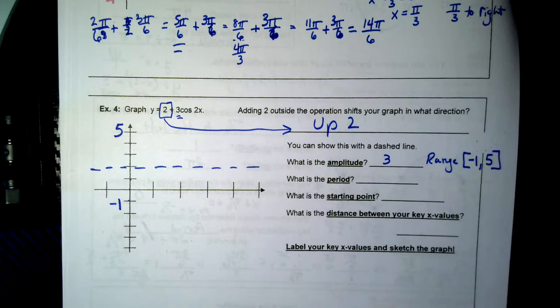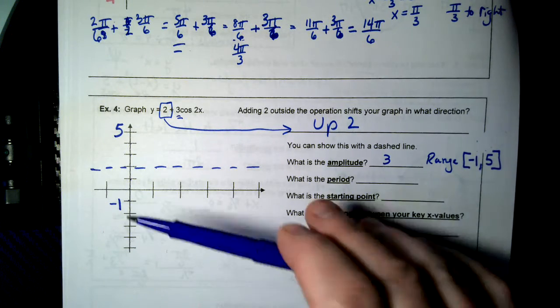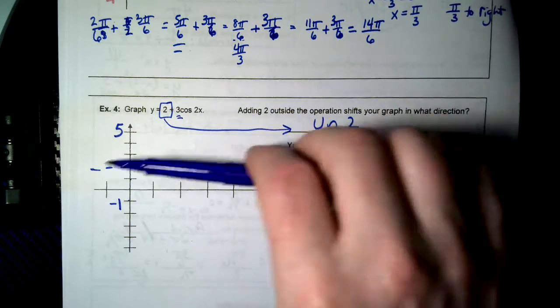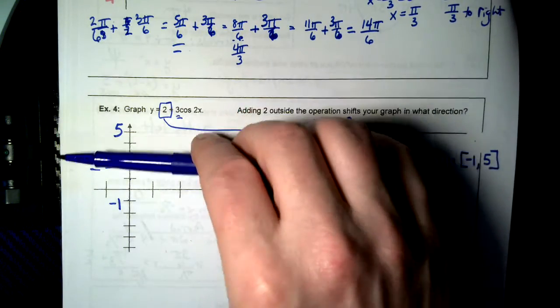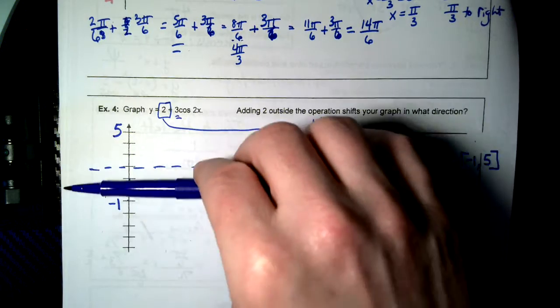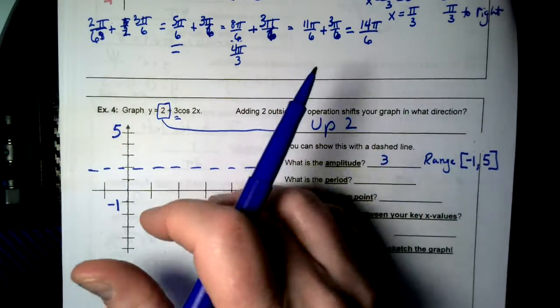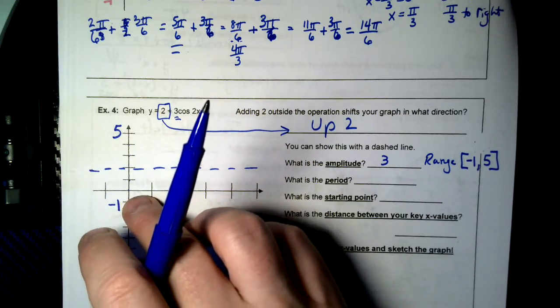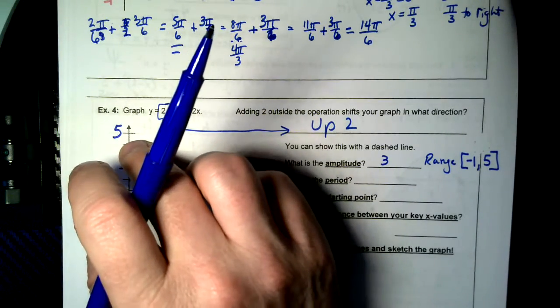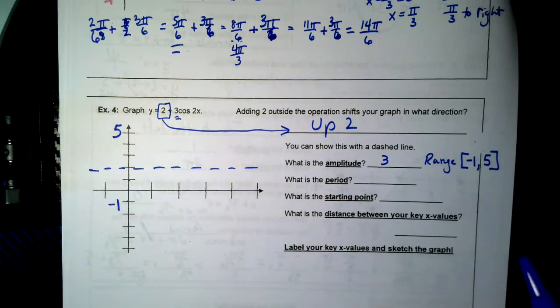It's going to go as low as -1 and as high as 5, because ordinarily it would have been as tall as 3 and as low as -3, but those got shifted up too. 2 up from -3 is -1, and 2 up from +3 is +5.